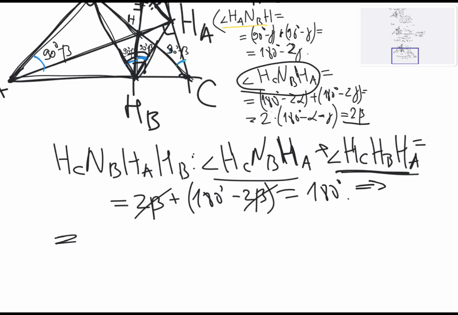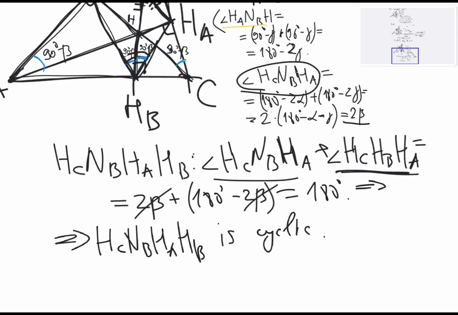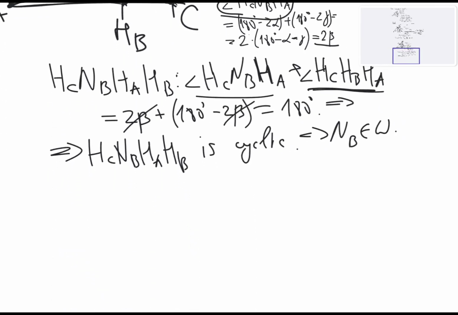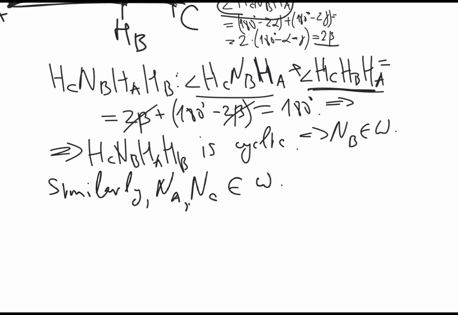So therefore HC and B, HA, HB is cyclic, and so therefore NB lies on the circle omega. And similarly the other two midpoints. Because of the symmetry, NA and NC also lie on omega. So all 9 points lie on omega. So this basically concludes the proof.